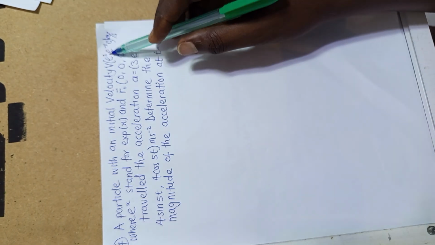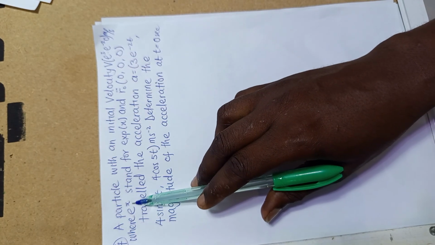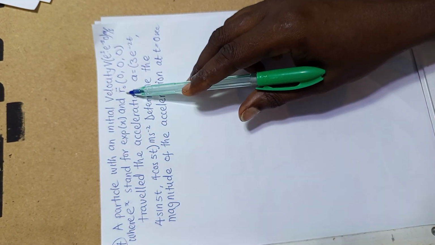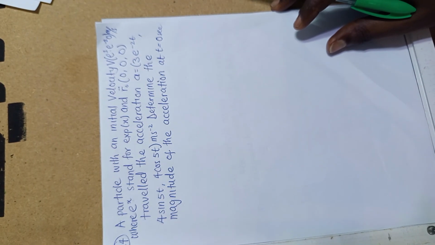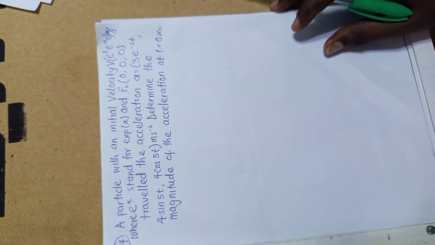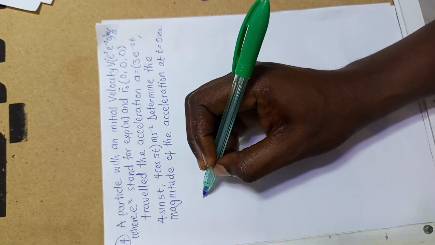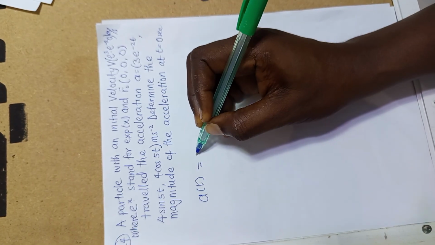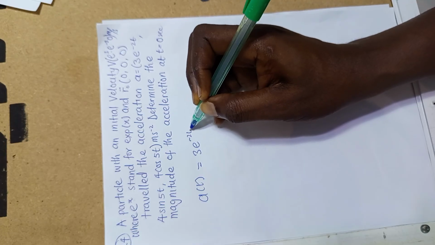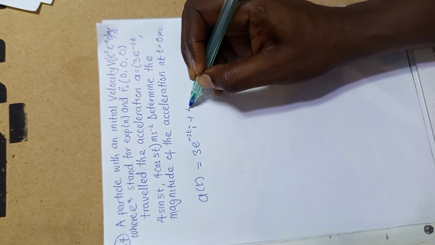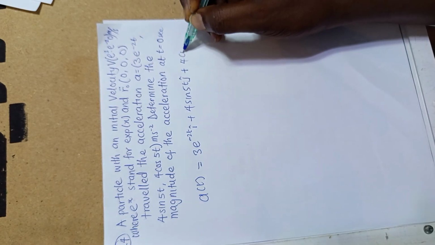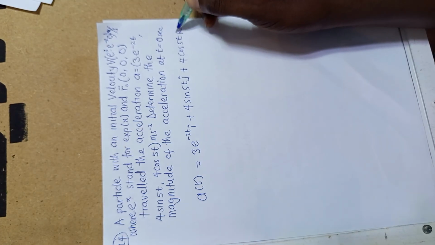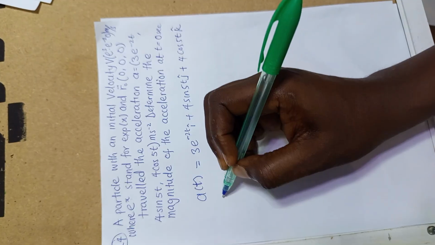This one now, they said a particle with an initial velocity, where e stands for exponential, and r naught is what? Travel the acceleration of this. It says determine the magnitude of the acceleration. So the acceleration is given as 3 exponential t i plus 4 sine 5t j plus 4 cos 5t k. Now this is at any time t.